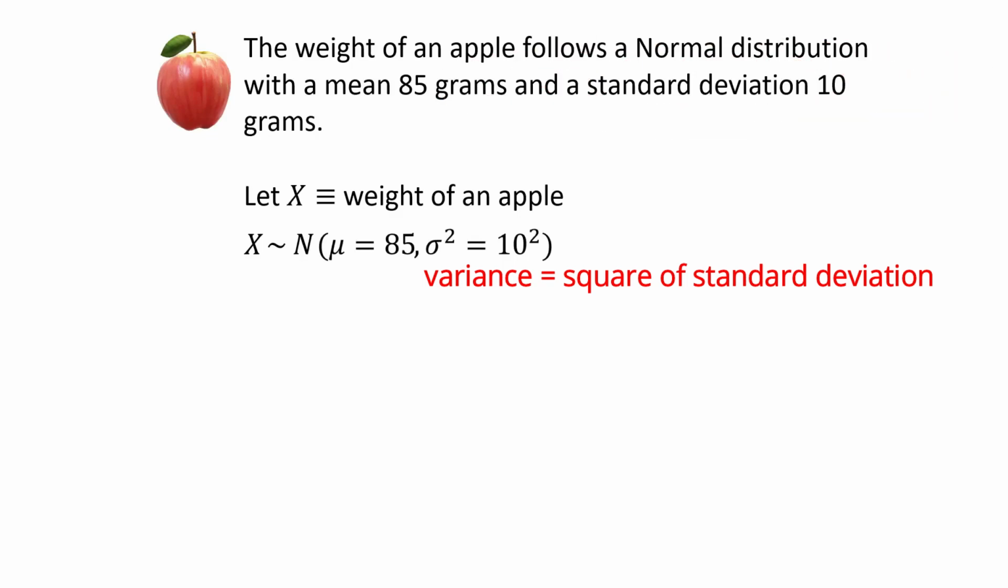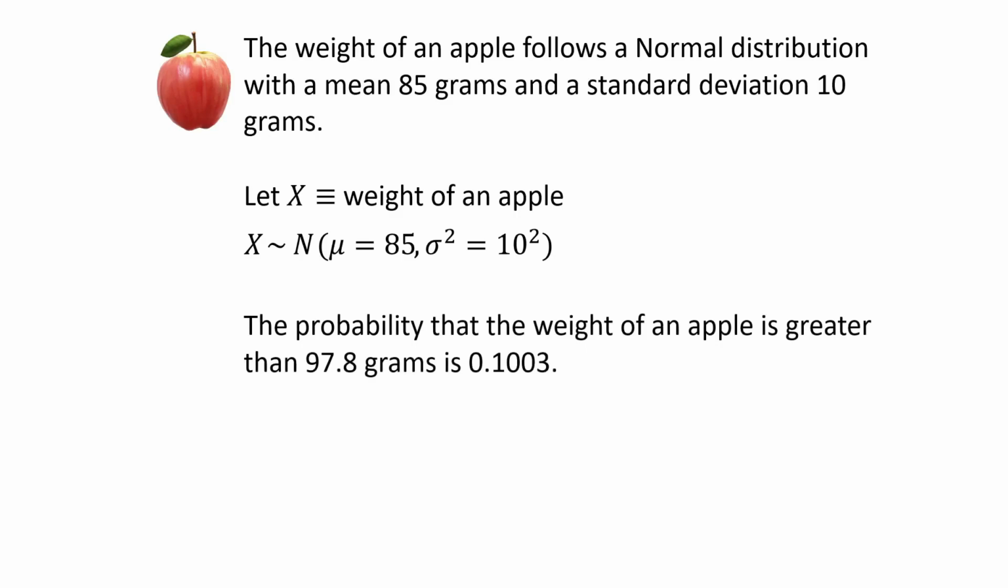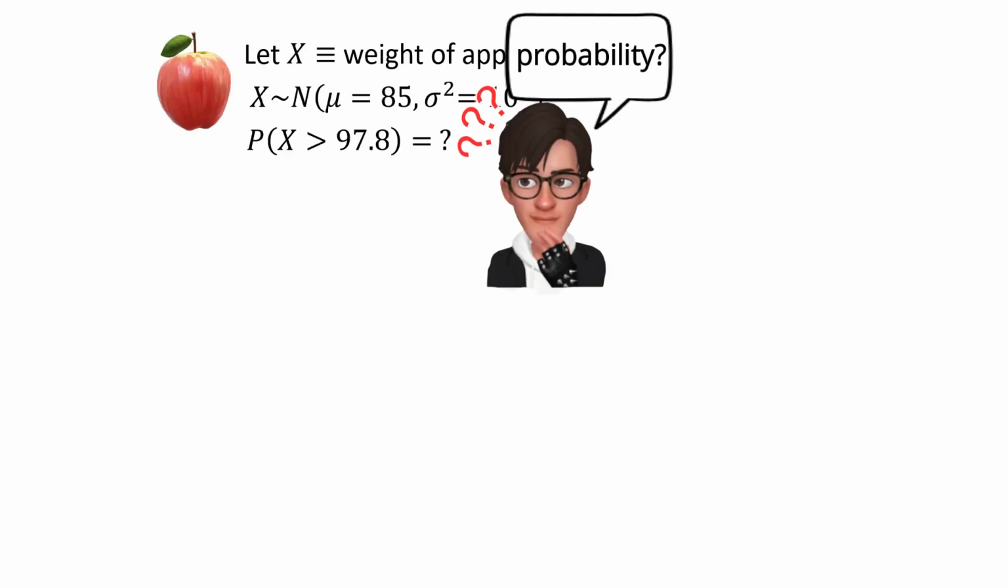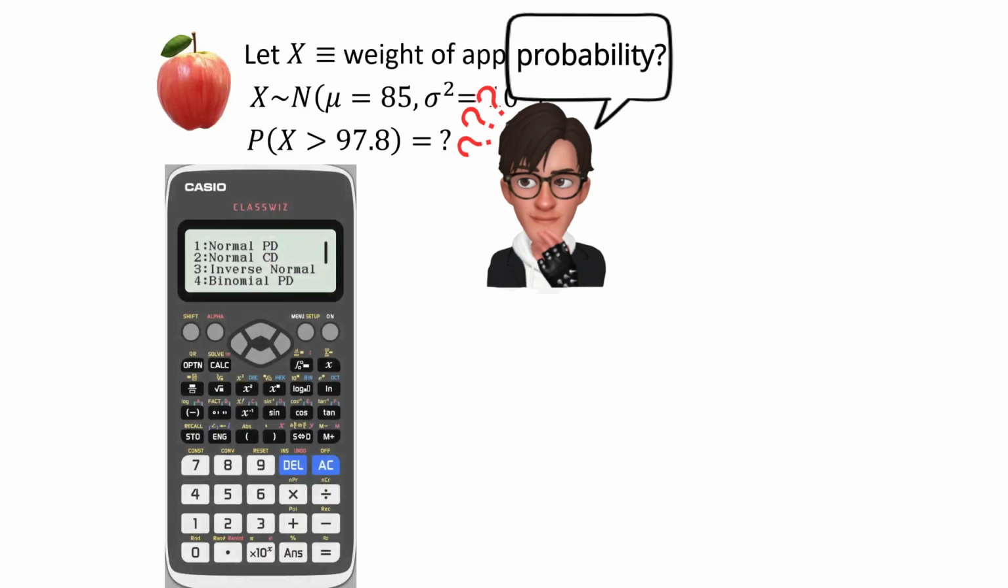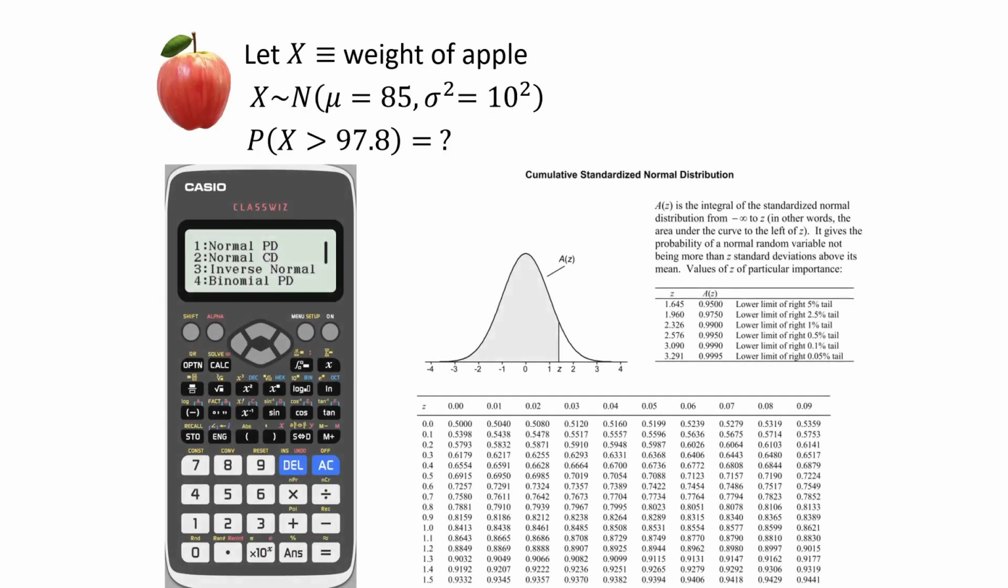If we are given the probability that the weight of an apple is greater than 97.8 grams is 0.1003, then we can express this mathematically as the probability of x being greater than 97.8 is equal to 0.1003. To determine this probability, we can utilize a calculator or the standard normal distribution table.